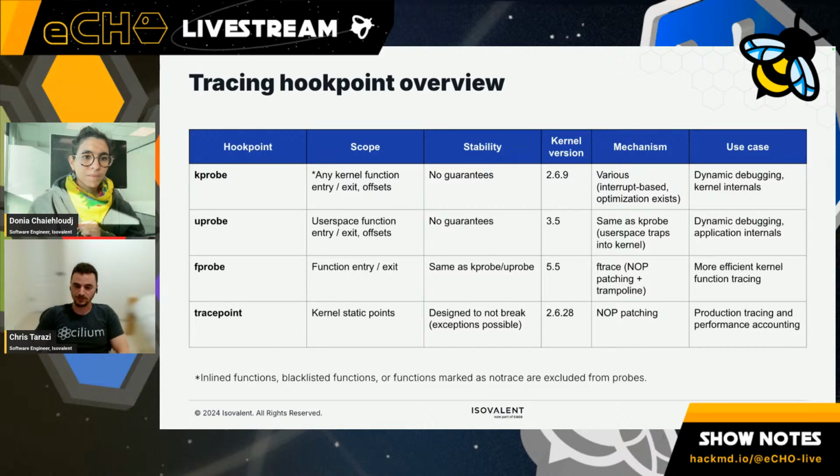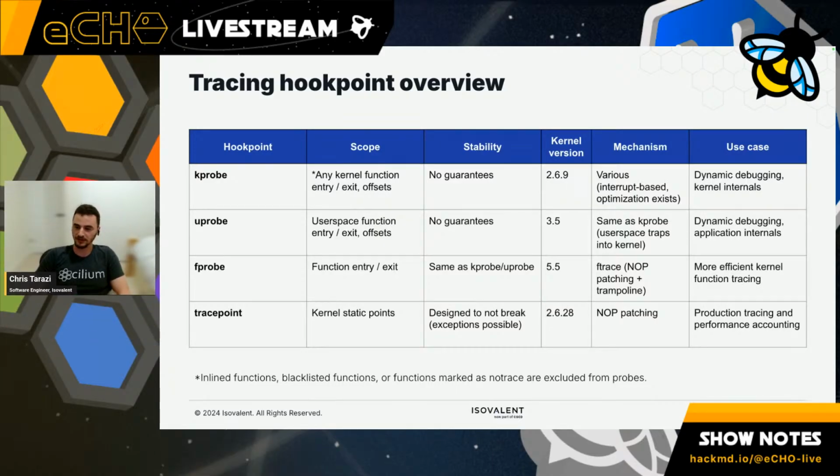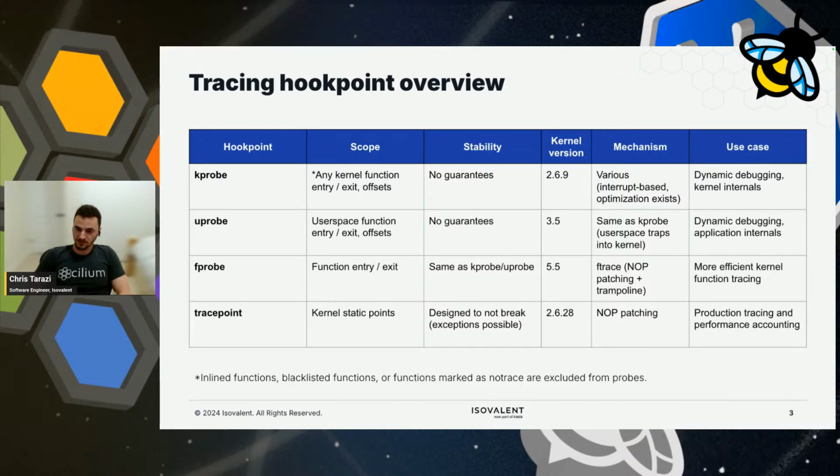We'll start with kprobes and uprobes. They're very similar, but they differ only in that kprobes are meant for kernel functions and uprobes are for user space functions. Both can be attached at the function entry offset or function exit offset. And they don't have any stability guarantees in the kernel between kernel versions. For example, a function may change between kernel versions and you'll be required to rewrite the hook program. Both kprobes and uprobes have existed for a long time in the kernel. They're the most ubiquitous and easiest to use because they're quite dynamic.